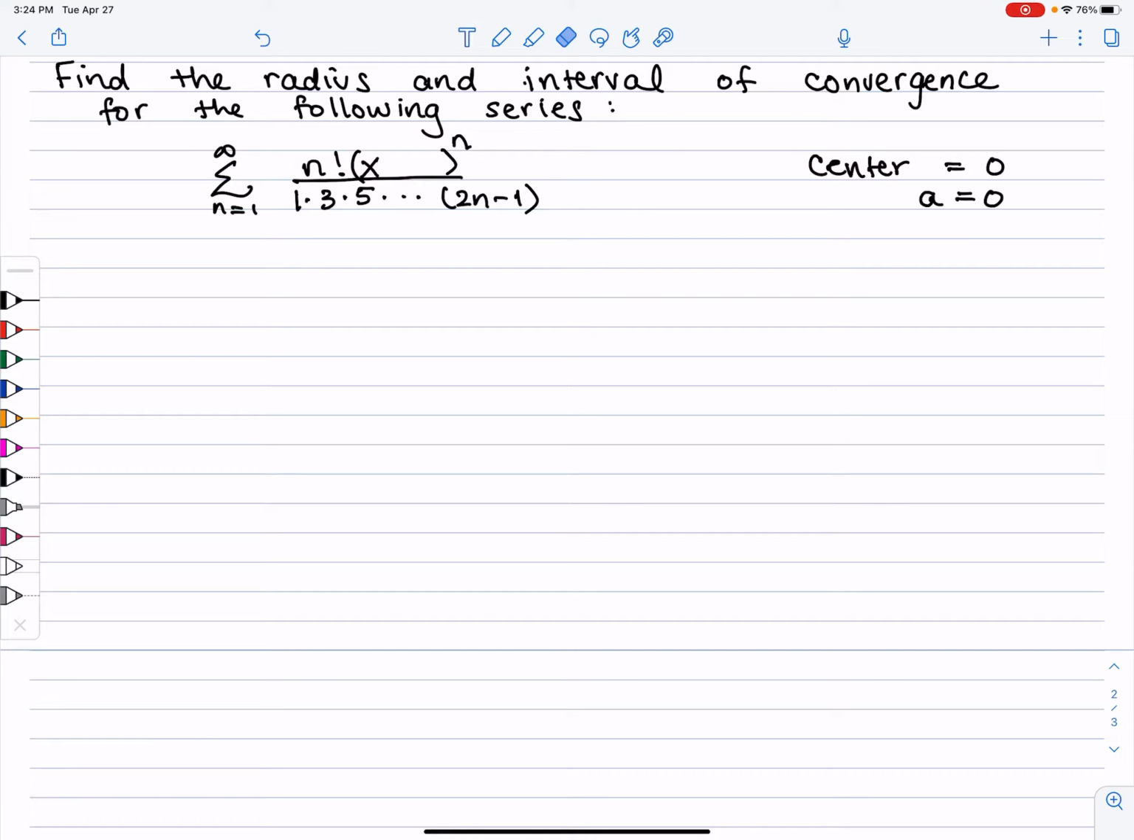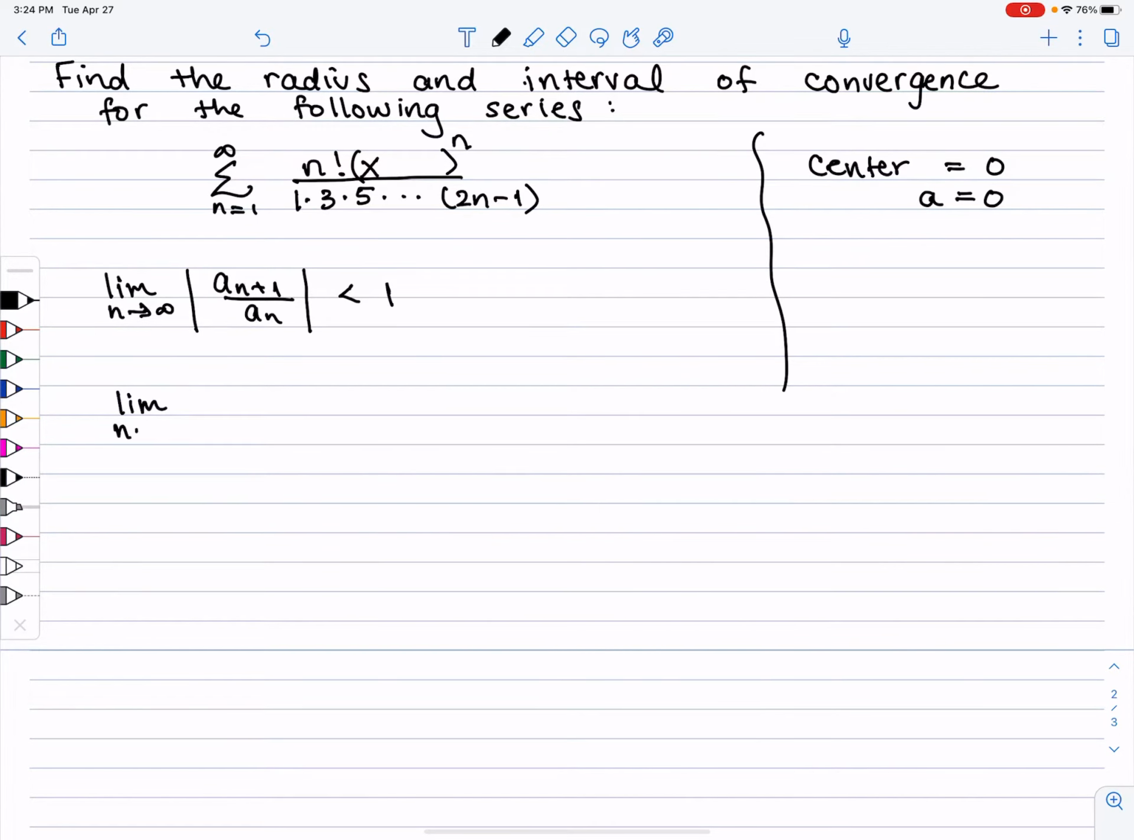Moving on to the radius and the interval of convergence. We're going to do that by taking the limit as n approaches infinity of a sub n plus 1 over a sub n. And remember that when that limit is less than 1, then the series will converge. This is the ratio test. So applying the ratio test to our problem gives us the following.